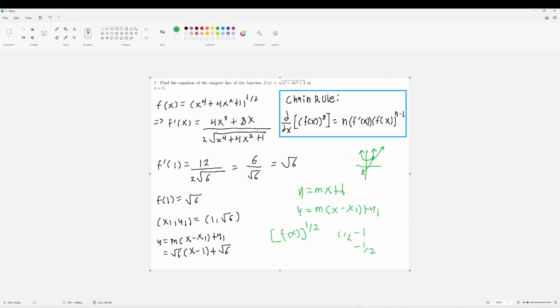Now using y equals m times x minus x1 plus y1, we can just find that point. We have x1, y1 equals 1, square root of 6. So therefore we can put all of this into this function over here to find the tangent line, basically. And I believe that is it.